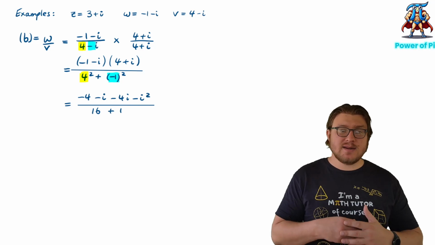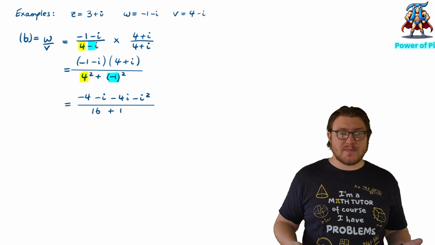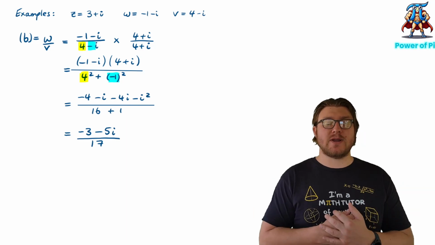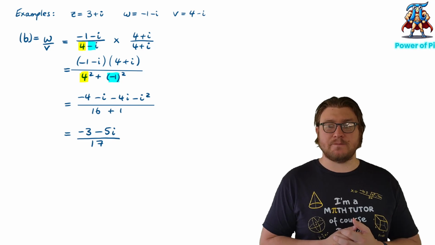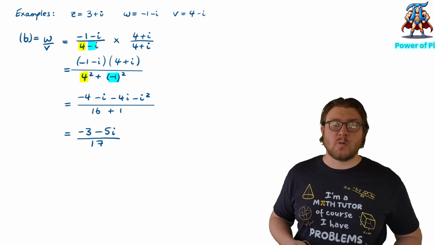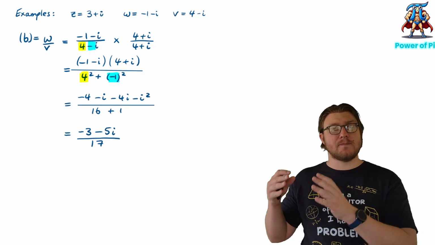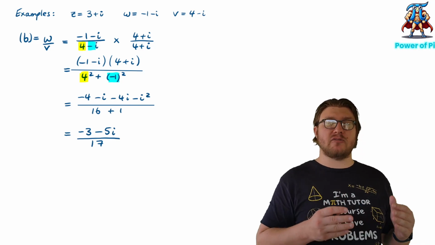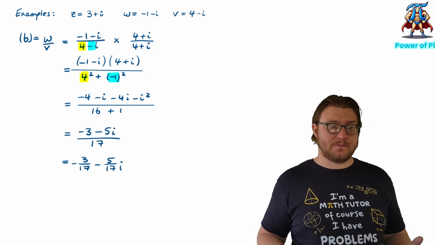And now again, like in every question, we have an i squared. What does i squared mean? It means -1. Substitute it in, and we get -3 minus 5i divided by 17. If you get to this, well done. Remember, however, we want real part plus imaginary part, so we have to split this: -3 over 17 and -5 over 17 i.